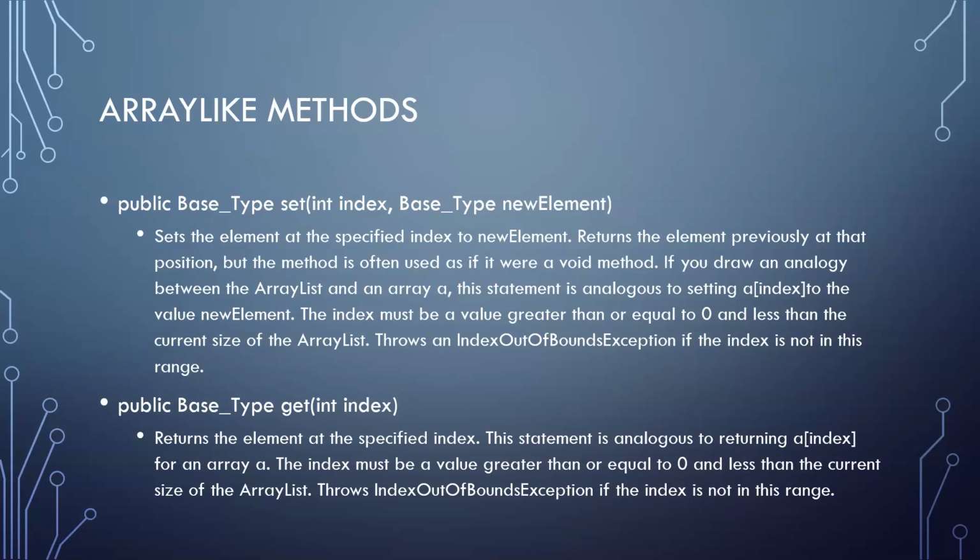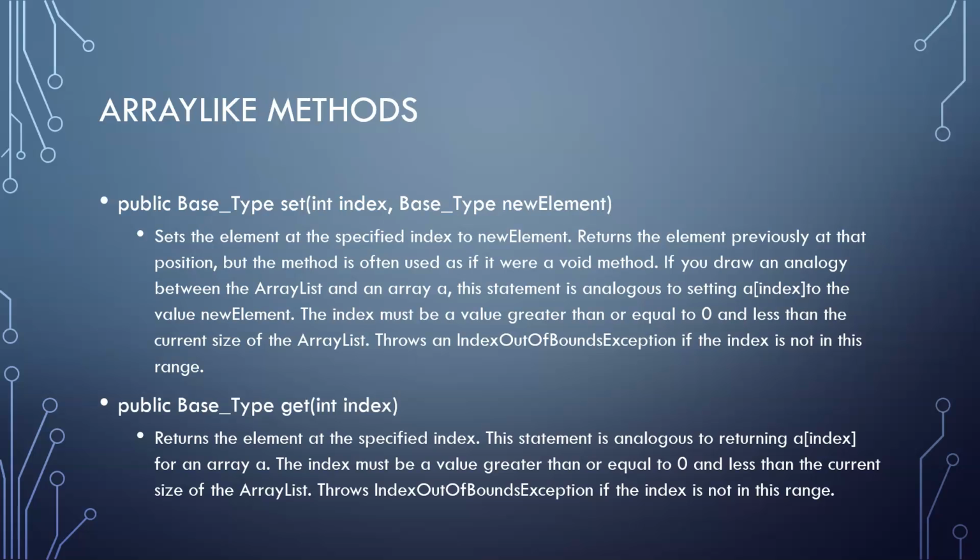There's also public base type get. So the first one's our set method. This one's our get method. This returns the element at the specified index. This statement, of course, is analogous to returning A of index for an array A. The index must be a value greater than or equal to 0 and less than the current size of the array list. And just like with the set method, it will throw an IndexOutOfBoundsException if the index is not within the given range.